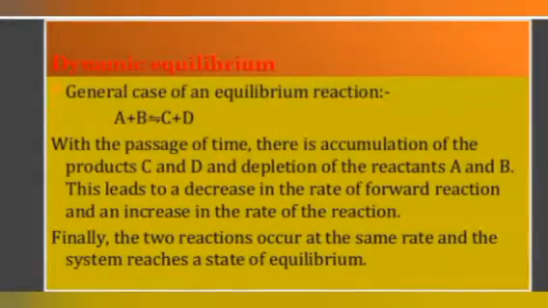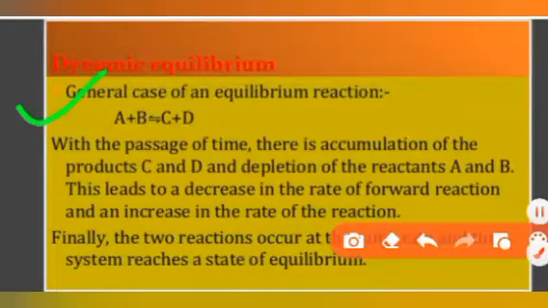Dynamic equilibrium is somewhere known as chemical equilibrium also. Chemical equilibrium is the stage at equilibrium where chemical reaction occurs. Okay, suppose the general case of a dynamic equilibrium reaction is, for example, A and B react and give C plus D. A plus B is the reactant, C plus D is the product. With the passage of time, what will happen? There is accumulation of A and B.